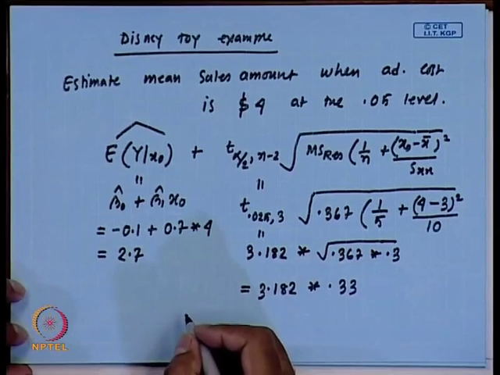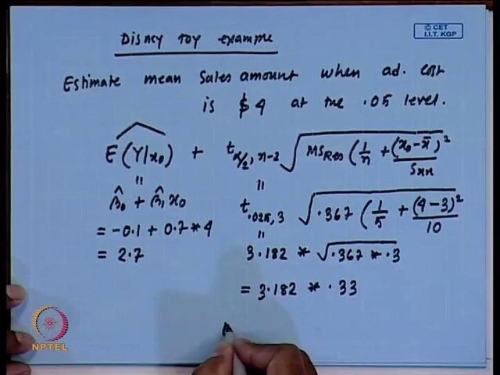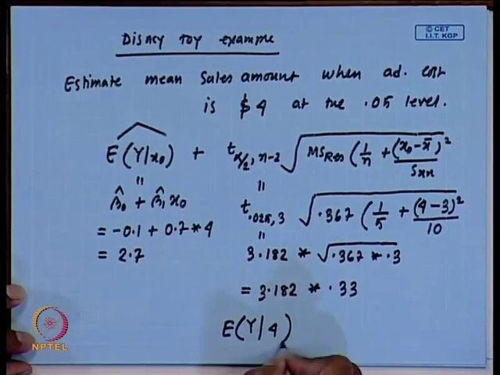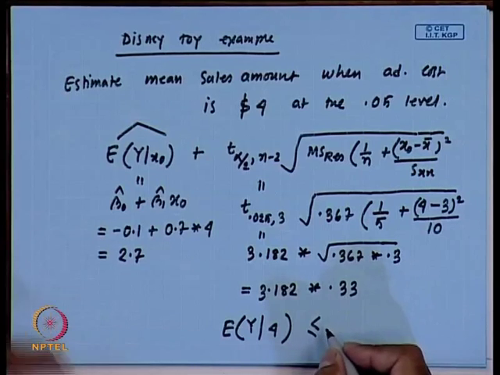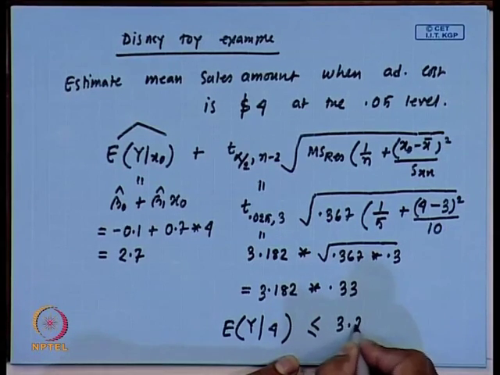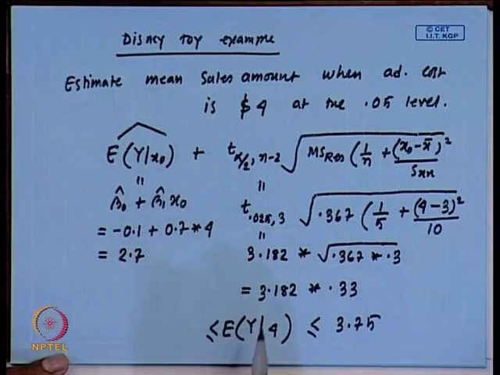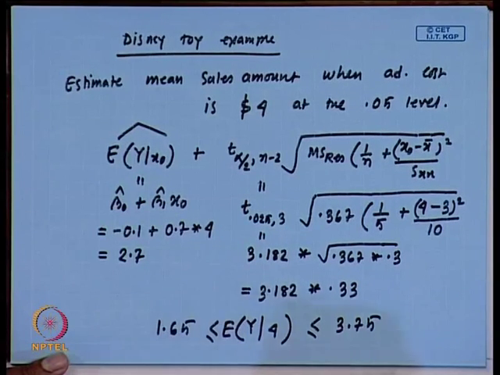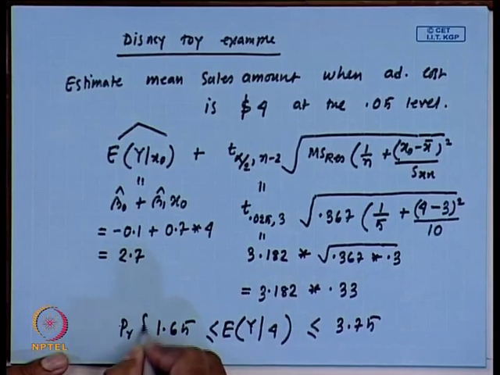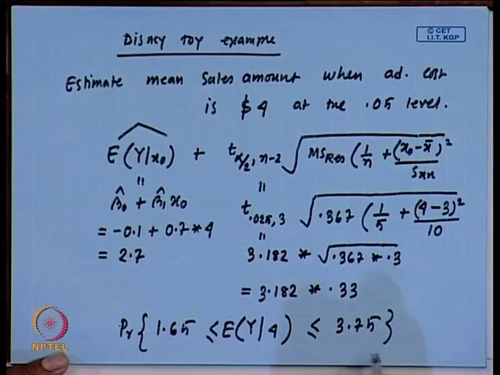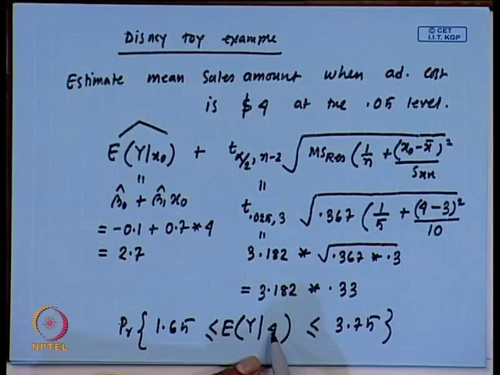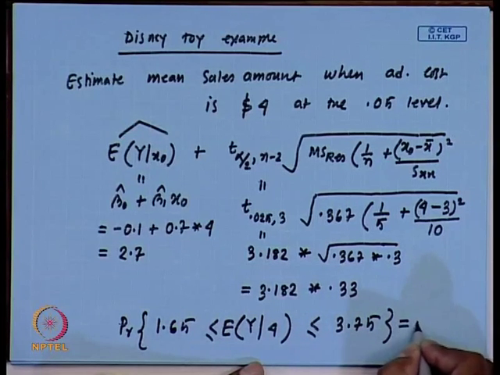Which is equal to 3.182 into 0.33. Well, so the upper bound for this quantity, the expected response at x equal to 4, is going to be 3.75, and the lower bound is obtained by just replacing this plus sign by minus. This will give you 2.7 minus 3.182 into 0.33. So this will be 1.65, and the probability that the expected response when the cost on advertisement is equal to 4 will lie in this interval is 0.95.